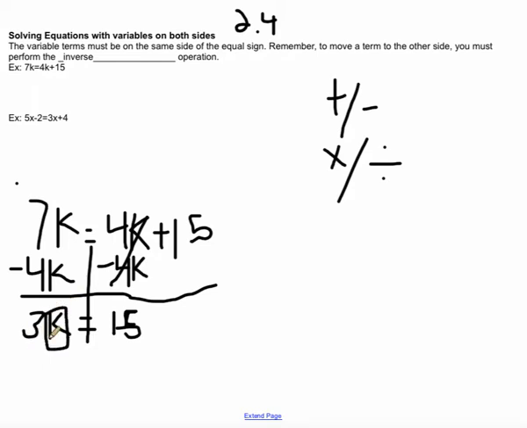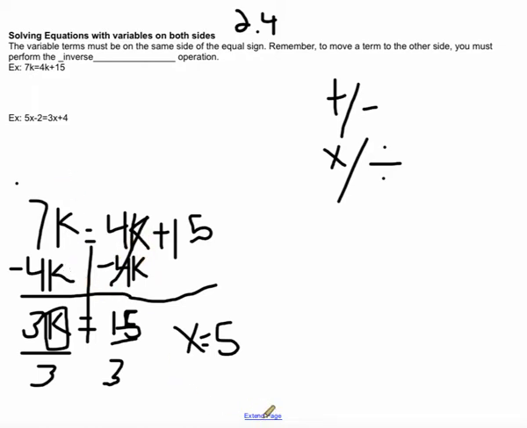So this is multiplication, 3 times k, so divide by 3. k equals 5. Technical difficulties. Okay, k equals 5. So we're not really doing anything different, except that now we have variables on both sides, and before we can simplify and solve, we have to get them on the same side.